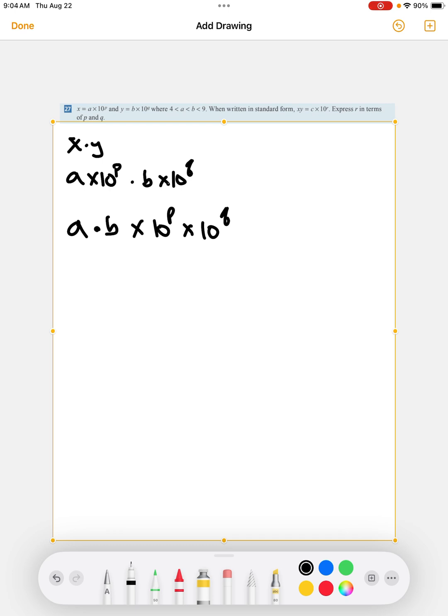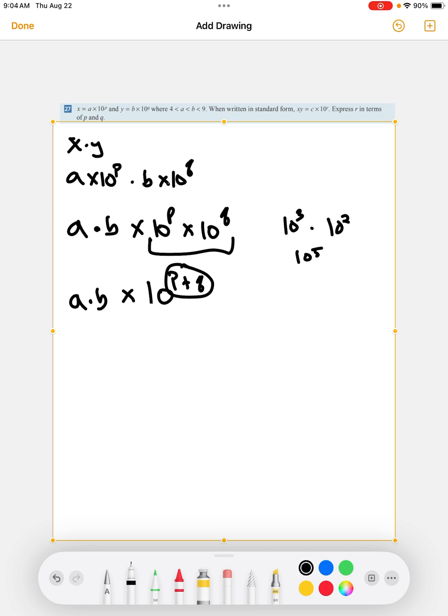And then we know, using properties of exponents, that we're going to end up adding those exponents, right? It's like if I had 10 to the third times 10 squared, I would end up with 10 to the fifth. That's just 3 plus 2, so we're going to do p plus q. So it's going to be 10 to the p plus q, and this here is going to be a times b. What they're asking us for is to express r, which is going to be the exponent on the power of 10. So it's asking us, what is this exponent on the power of 10 going to be?